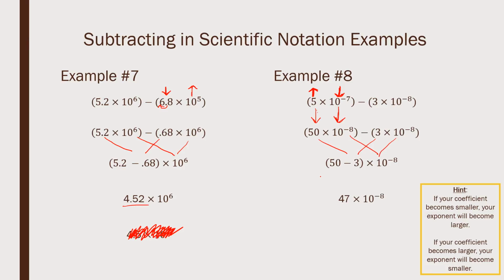50 minus 3 is 47, times 10 to the negative 8. Unfortunately, this is not in scientific notation. We know that this needs to become smaller. So if I need this coefficient to become smaller, then our exponent is going to need to become larger. So now I've got 4.7. Now it's going to be 10 to the negative 7th because negative 7 is larger than negative 8. So it's all about moving those decimals and those place values around.